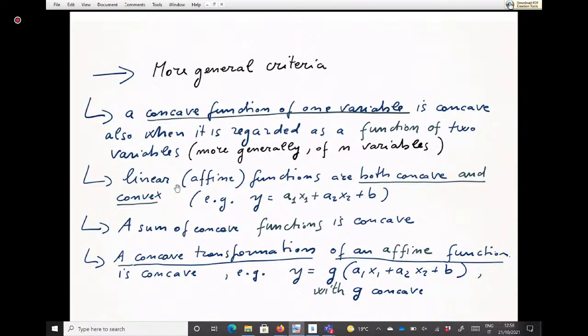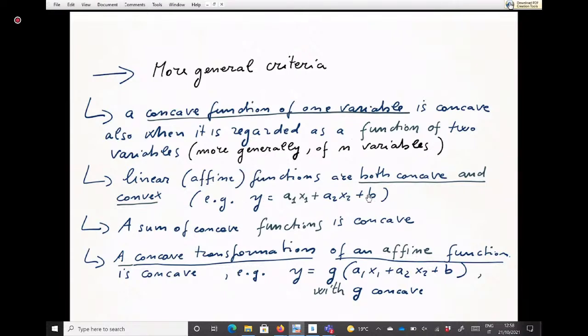Another rule is that linear, more precisely affine, functions are both concave and convex. A function which is affine means linear plus a constant. In principle, linear is only the part a1 x1 plus a2 x2. If we add a constant, this is called affine, but economists do not use affine, they always call them linear, okay? But in principle, from a mathematics viewpoint, affine is linear plus a constant, but you can forget it. Just remember that affine is linear, okay?